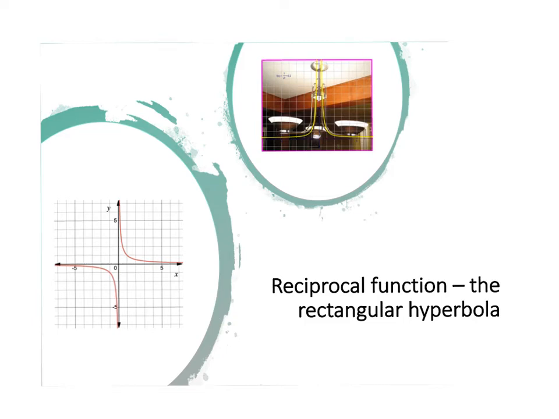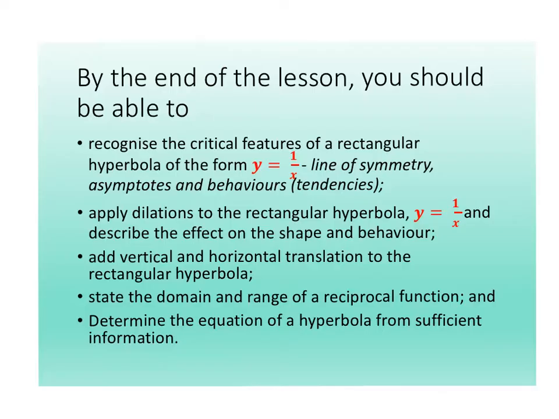Right, in this lesson, we are going to look at the reciprocal function, which is a rectangular hyperbola. By the end of the lesson, you should be able to recognize the critical features of a rectangular hyperbola of the form y equals 1 over x in terms of the line of symmetry, asymptotes, and the behaviors.